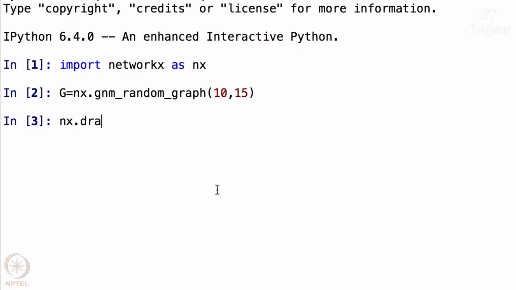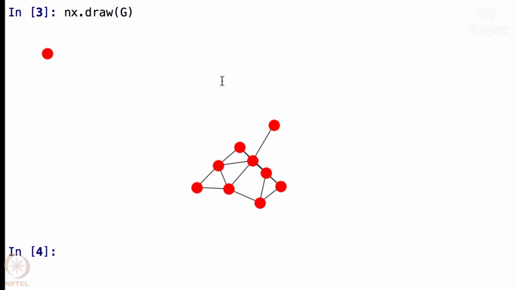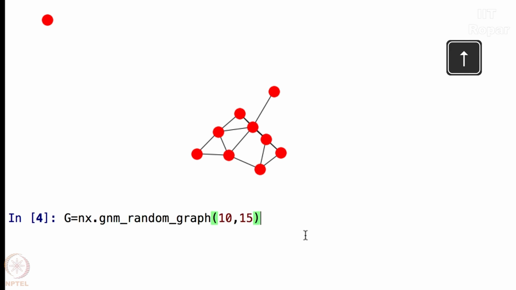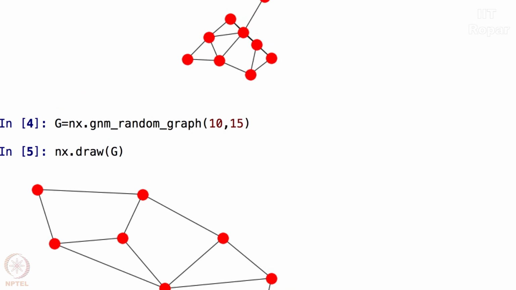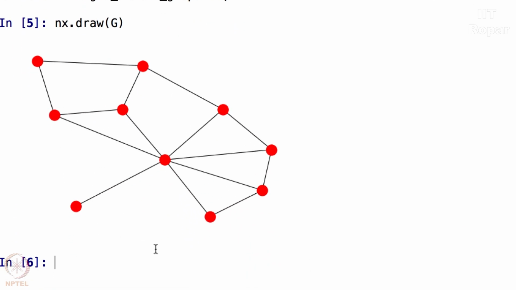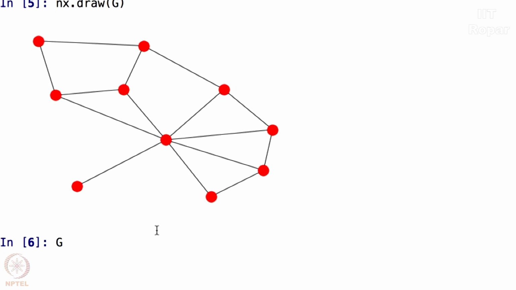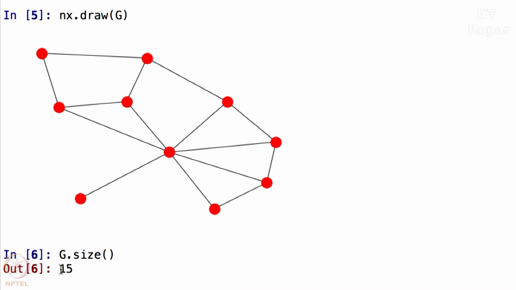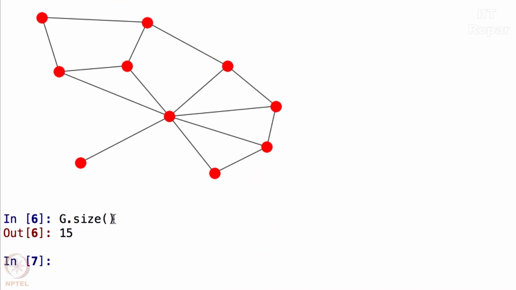The next step would be to draw it. NX dot draw G. Do you see this graph here? The graph is disconnected. Let us try once again and see if we get a connected graph. I'm again going to generate G itself here and I'm going to give NX dot draw G. Do you see that this time we have obtained a connected graph? Let us check if the size of the graph is same as that we mentioned. Yes. Do you see that I had mentioned 15 here and I have obtained 15. Size stands for the number of edges.